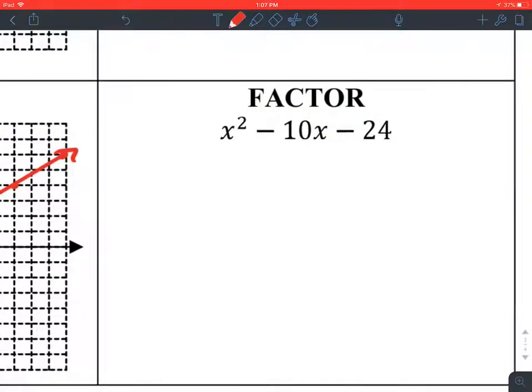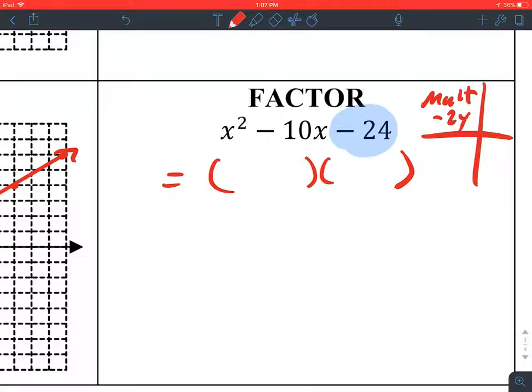One more, factor. It's a trinomial. It's going to factor into two binomials. If the leading coefficient is 1, which this is the easy type, we just need two numbers that multiply to get -24. Same two numbers add to get -10. Those numbers would be x plus 2 and x minus 12. 2 times -12 is -24. 2 plus -12 is -10. Supposed to factor it. We've done that.